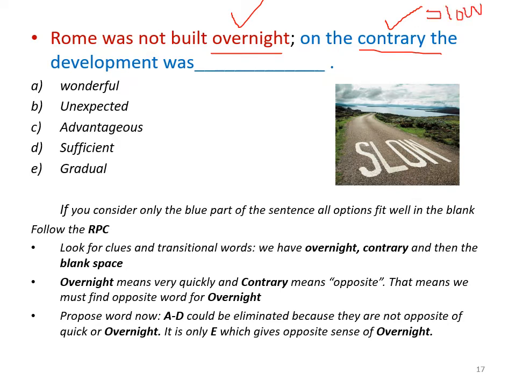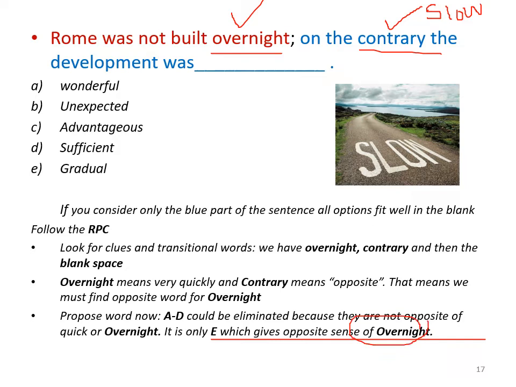So overnight, S. Okay, so slow. Now the synonym of slow. A through D should be eliminated because they are not possible: quick or overnight. Wonderful is not slow. Unexpected is not slow. Advantageous is not slow. Sufficient is not slow. It is E which gives the opposite sense of overnight.